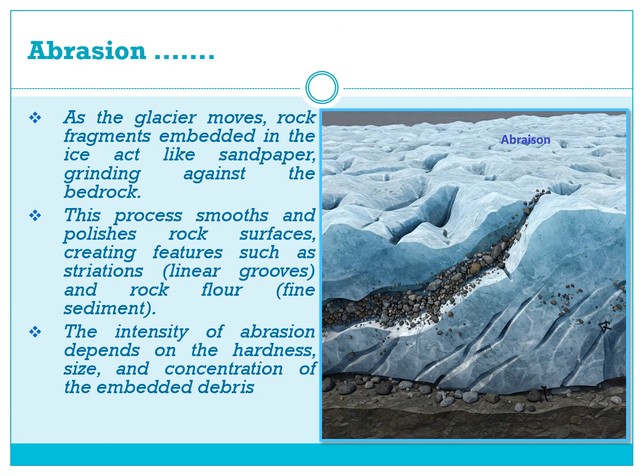Abrasion. As the glacier moves, rock fragments embedded in the ice act like sandpaper, grinding against the bedrock. This process smooths and polishes rock surfaces, creating features such as striations, linear grooves, and rock flour, fine sediments. The intensity of abrasion depends on the hardness, size, and concentration of the embedded debris.